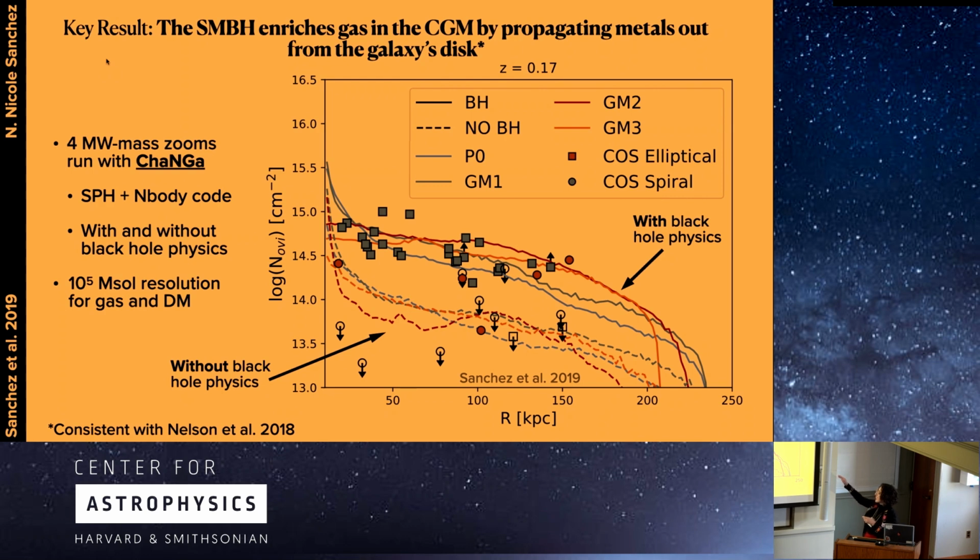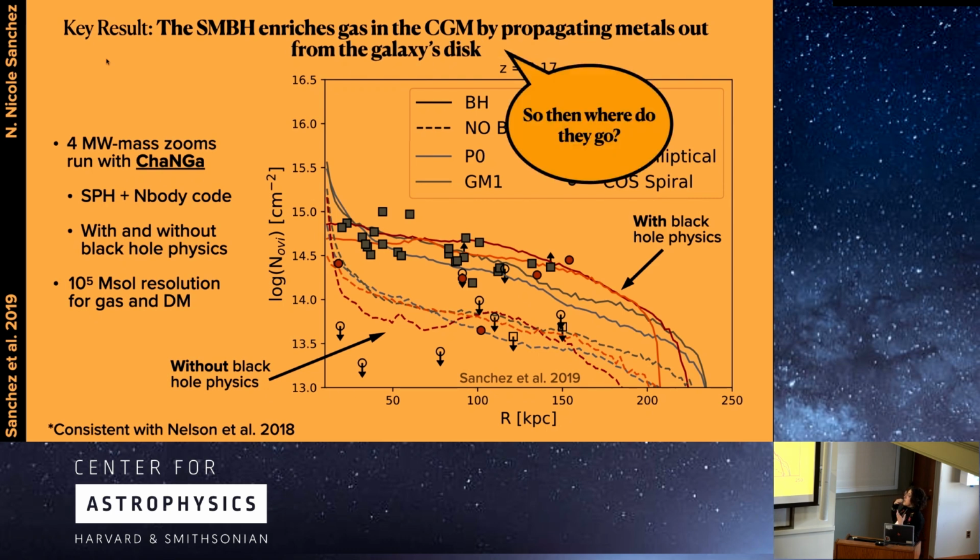The solid lines are the galaxies with black hole physics, the dotted lines are those without black hole physics, and you can see this discrepancy in the amount of O VI in the CGM of galaxies without black holes. The critical result of this paper was that in our simulations, the supermassive black hole was responsible for enriching the CGM of these galaxies by evacuating the metals from the disk where they were forming and moving them out into the CGM.